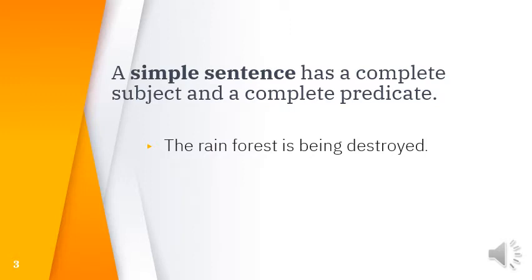Now, if we look at the sentence, it's a complete sentence. It has a complete subject, which is the rainforest, and a complete predicate, which is being destroyed. And now I have one complete subject, one complete predicate. So this is only a simple sentence.